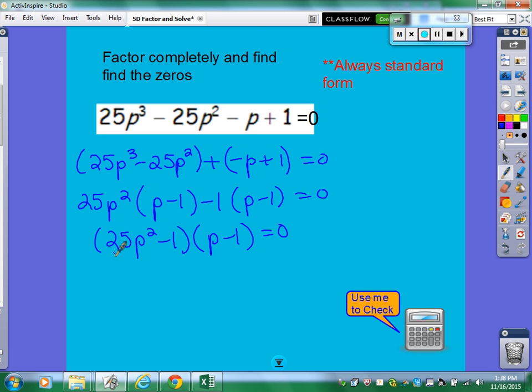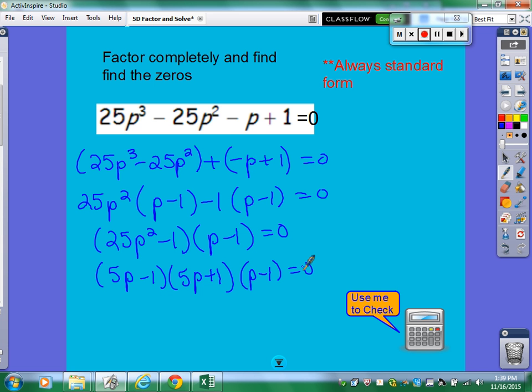But look at the square term. This is the difference of two squares. This is DOTS. That means this factors to 5p minus 1 times 5p plus 1 times p minus 1. So here this is factored completely. Some of your problems are going to ask you to factor, and other problems are going to ask you to solve. So factor completely.